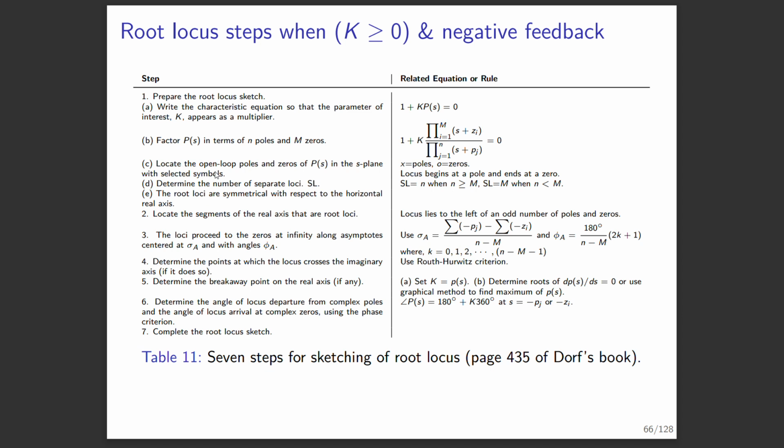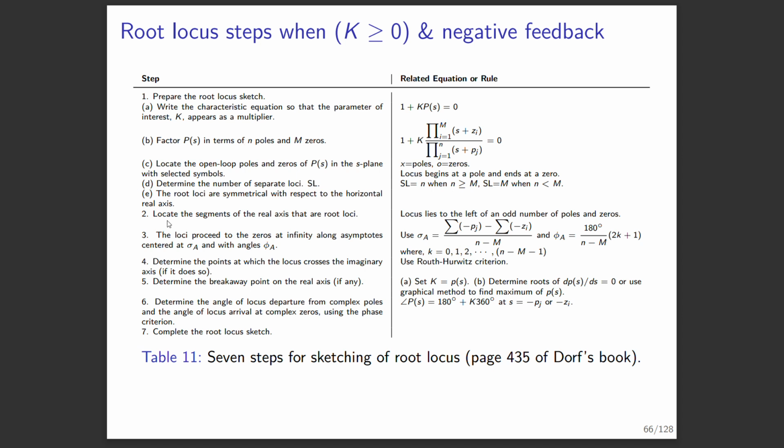Then we locate the open loop poles and zeros in the s-plane with selected symbols. Poles are shown with an X, zeros are shown with an O, and then we determine the number of separate loci. Separate loci are n when n is greater than or equal to m, where n is the number of poles and m is the number of zeros. Finally, the root locus or root loci are symmetrical with respect to the horizontal axis. Okay, so this is step 1, which is preparation.